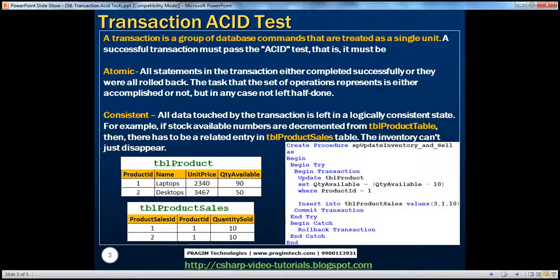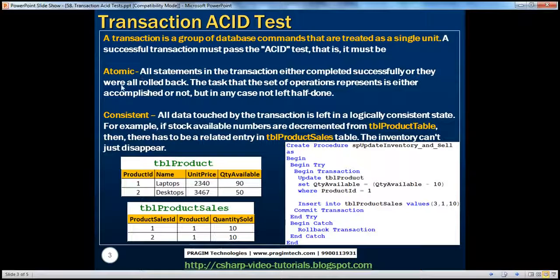We know that a transaction is a group of database commands that are treated as a single unit. A successful transaction must pass the ACID test. That is, a transaction must be atomic, consistent, isolated, and durable. Let's see what we mean by each one of these.